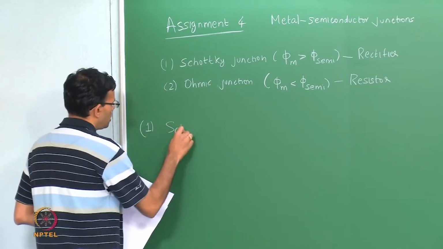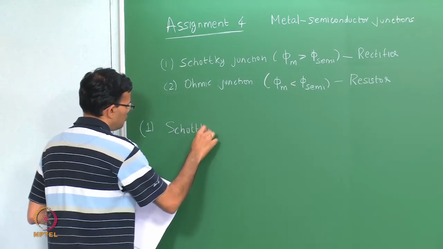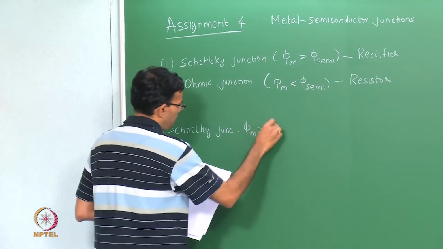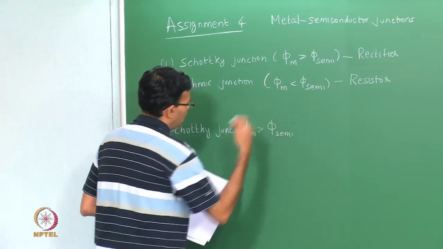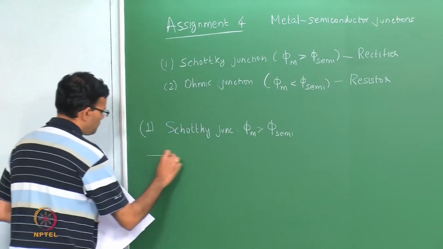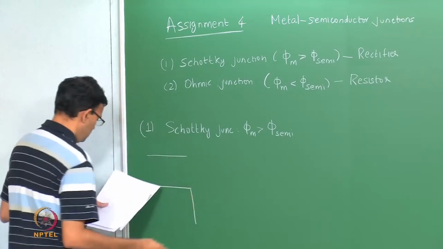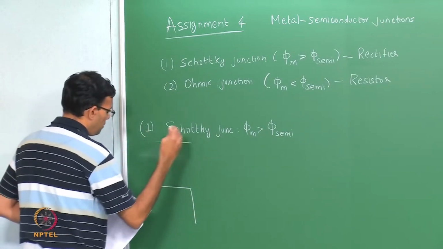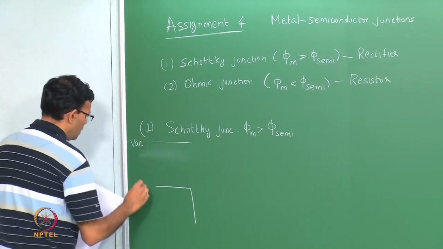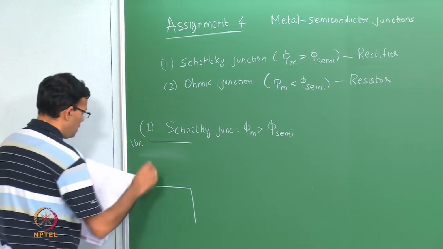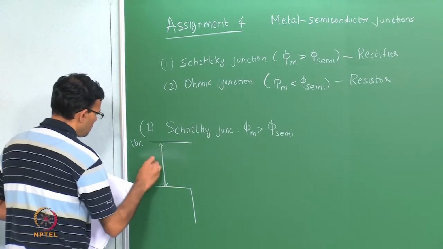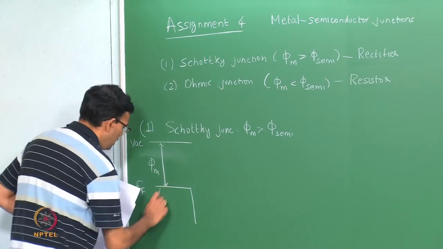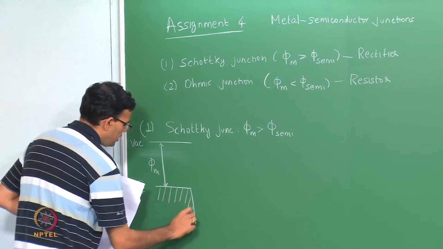So, we said a Schottky junction is formed when phi m is more than phi semi. So, we will start with the metal here. So, let me just draw this slightly up. So, this represents the vacuum level. This is the Fermi level of the metal, and this space is the work function of the metal. So, all the energy levels below this are completely full.